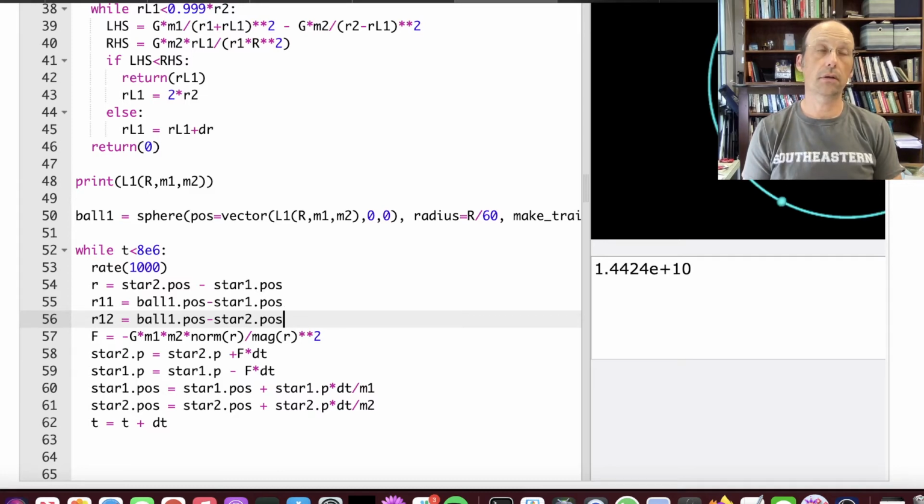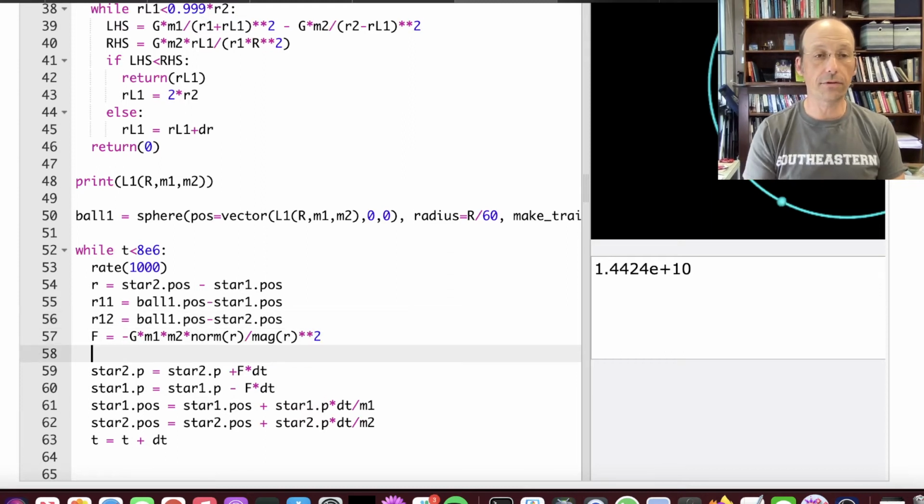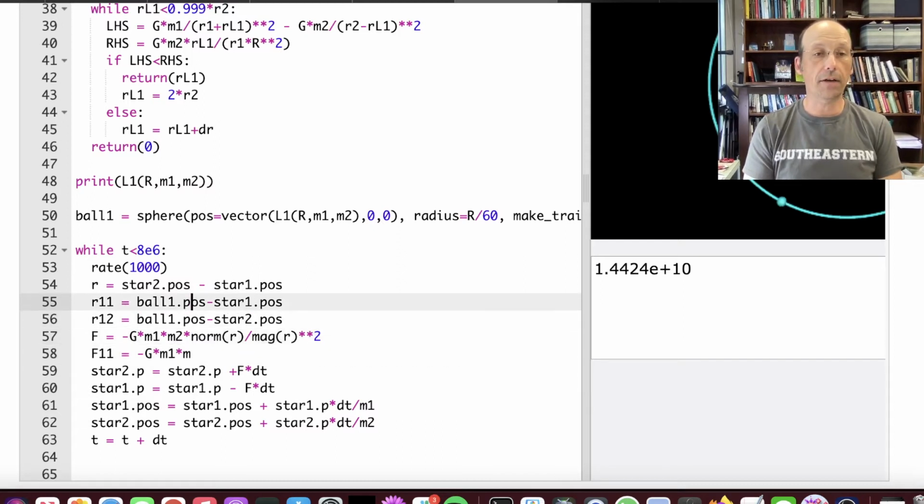So 2, 1? Is it 1, 2? Which will make more sense. 1 on 2. R from 1 to 2. That's fine. Just keep it. Okay, so now I can calculate 2 more forces. So F11 is going to be negative G times M1 times M. Oops, don't have M. So let's say ball 1 dot M equals 1,000.